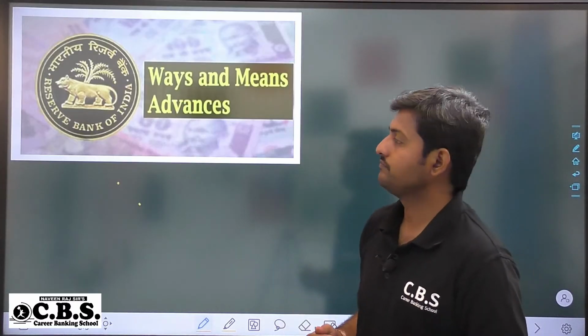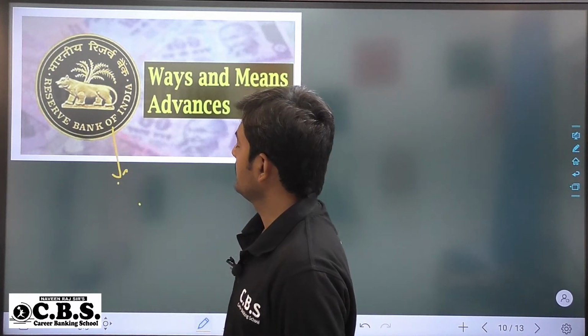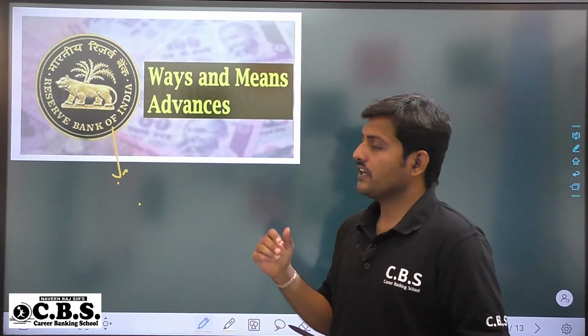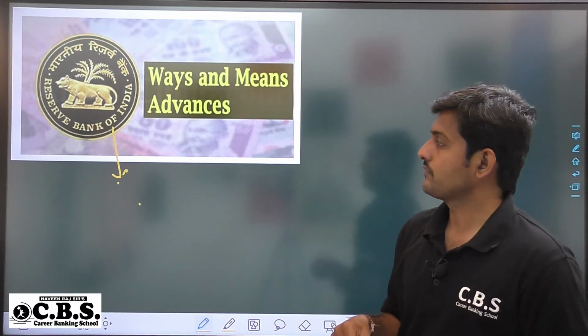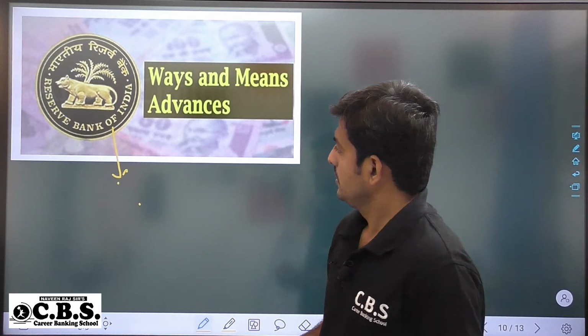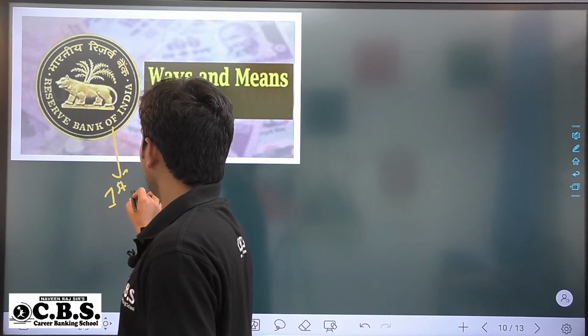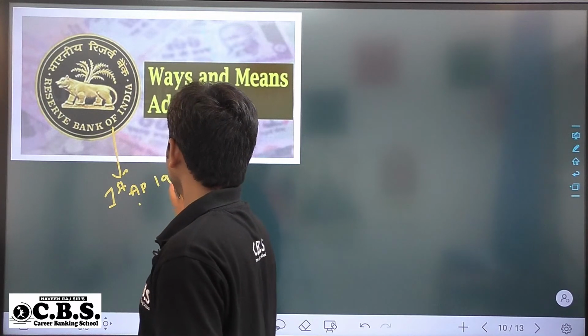Okay, next one. Here, Reserve Bank of India. Important points with respect to the Reserve Bank of India have already been discussed in our previous videos and you can watch them. One important point, for example, is that it was established on 1st April 1935.